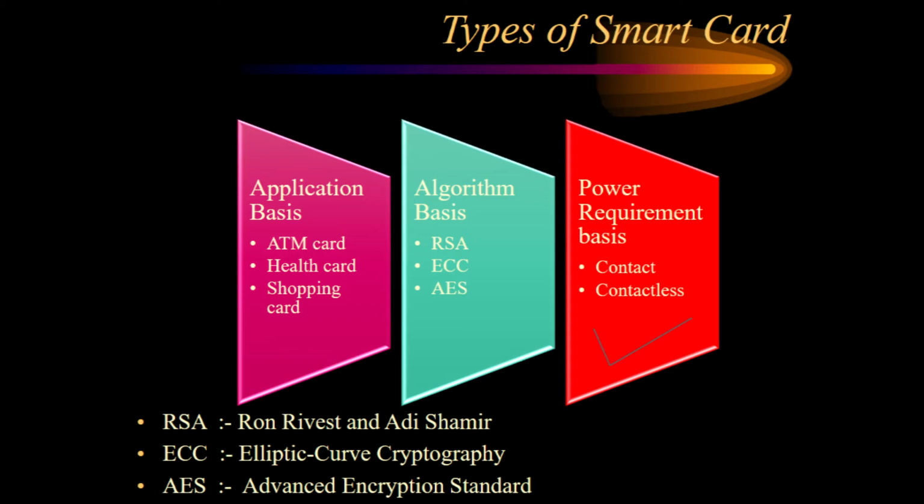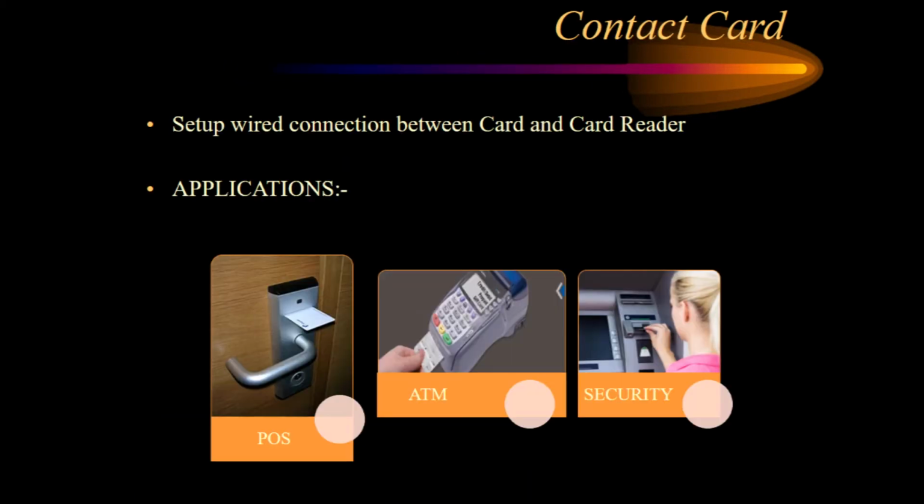I am going to classify it on the basis of how this card takes power from the card reader, and on that basis it is of two types: contact card and contactless card. Contact cards are those cards which work on the principle of wired communication. It has contact pads which set up wired communication between your card and card reader.